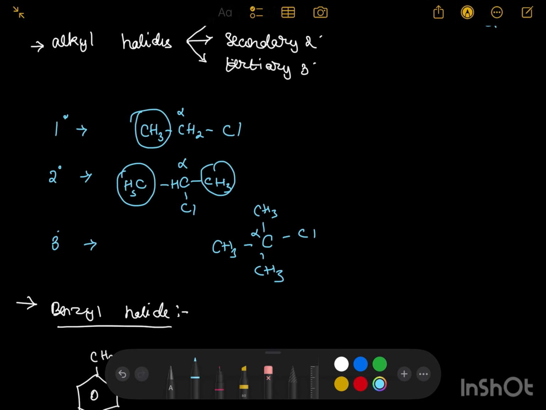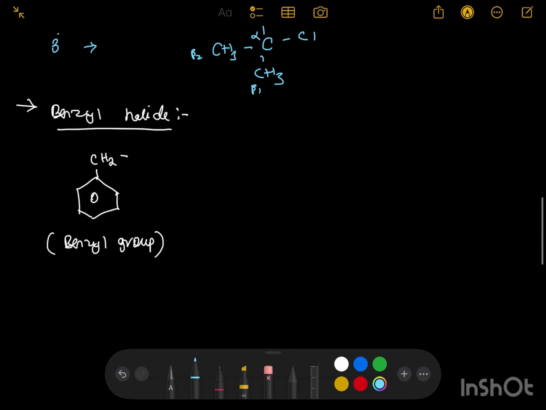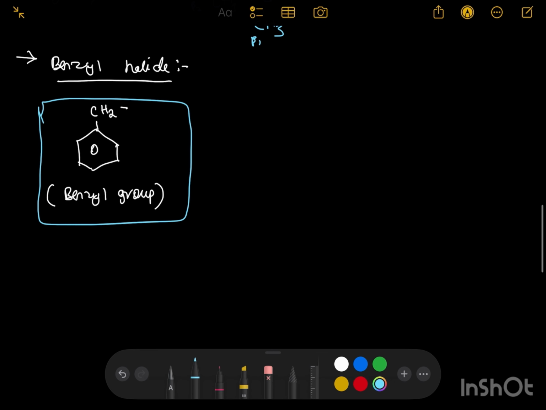So again, just to be clear, this is beta 1 carbon, beta 2 carbon. This is beta 1, beta 2, beta 3. Alright, clear? So you know what alpha and beta carbons are? Again, I'll repeat it. Alpha carbons are carbons that are attached to the halogen group or any functional group. Clear? Now talking about benzyl halide. This is called the benzyl group, right? So any halide attached to the benzyl group is a benzyl halide, right?